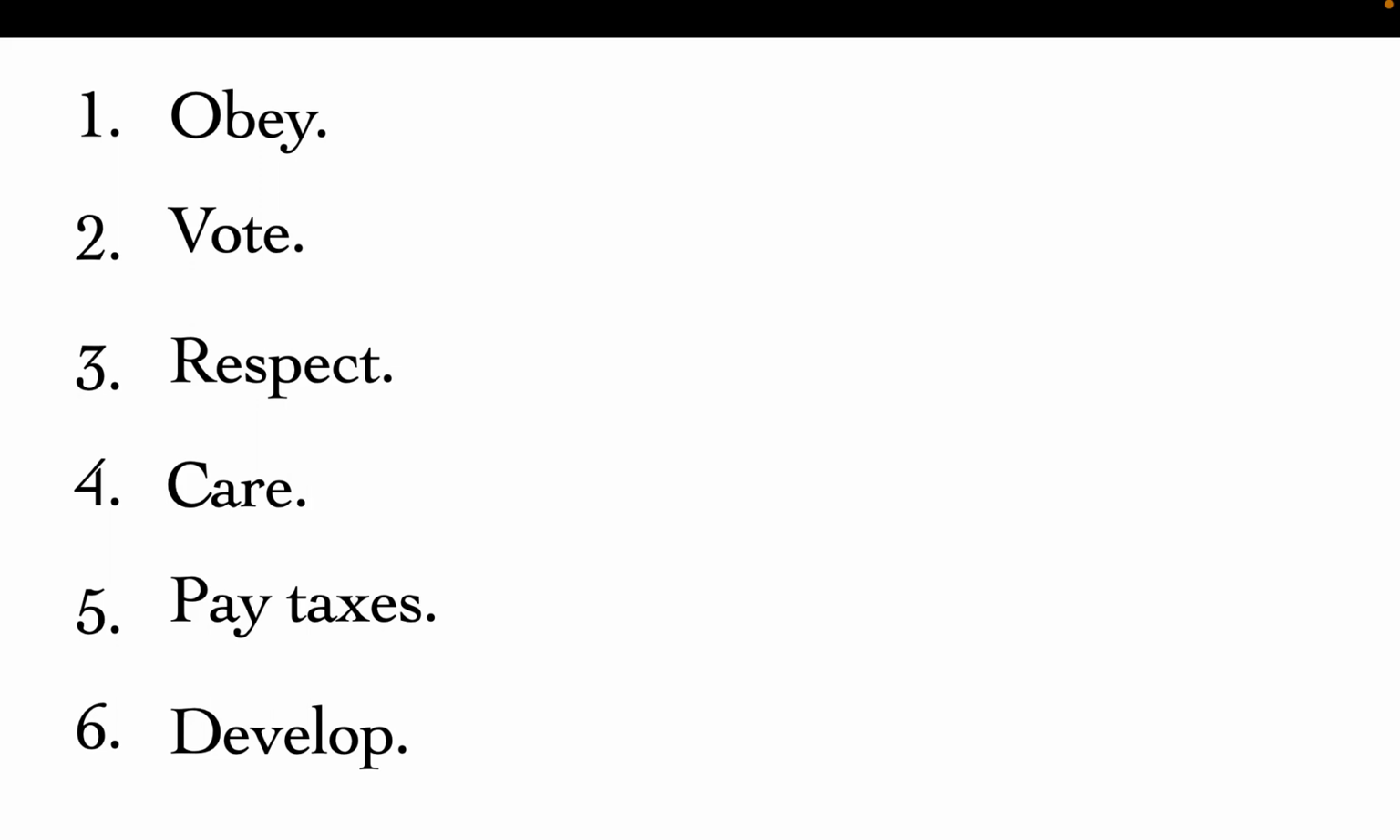Number four, as a citizen, you're supposed to care for the sick and the needy. That's why if there's a crisis, for example, there's drought, we come together and we contribute to those people who are in need.